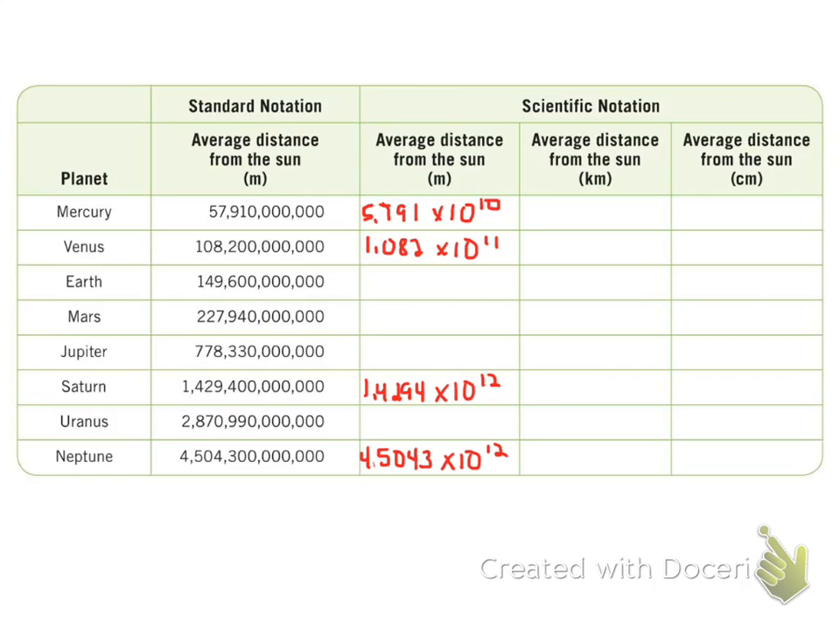Let's see, number 2 says complete column 4 by converting the column 3 numbers to kilometers. Keep the numbers in scientific notation and notice how the exponents in column 4 compare to the exponents in column 3. Okay, so we're converting meters to kilometers. So meters to kilometers, we would move the decimal point 3 places to the left. So far, so good?